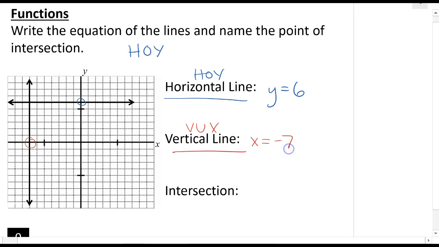So that's the nice thing about this: if it's a y equals line, you know it's crossing the y-axis. And if it's an x equals line, you know it's crossing the x-axis. And you write that same value that it crosses at. Now the point of intersection is just where these two lines cross, or intersect. And that's at the same values of -7 and 6 that you just came up with. Alright.